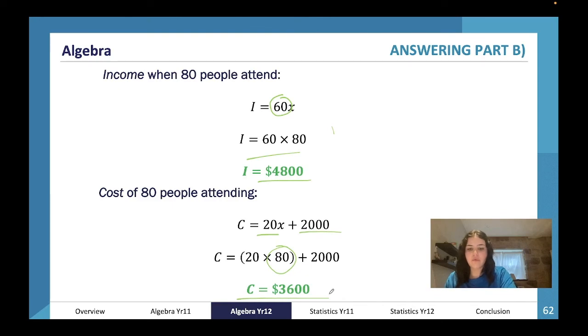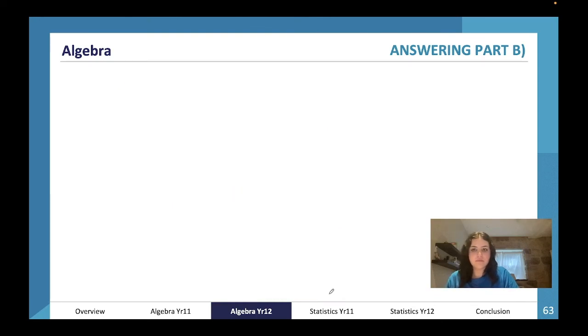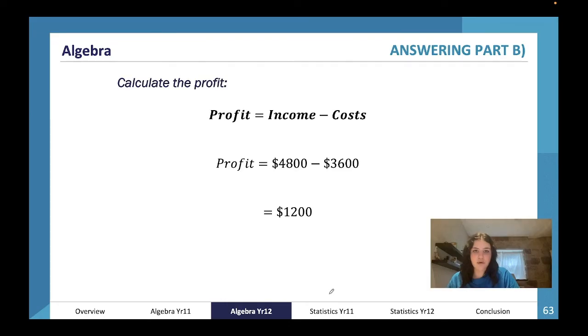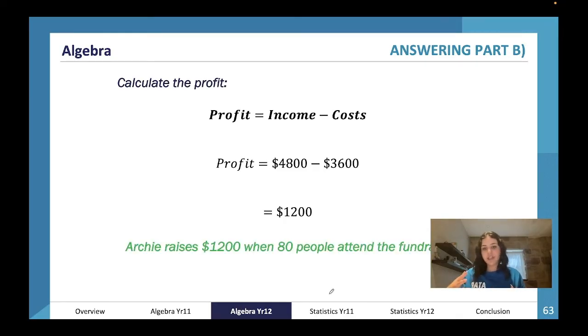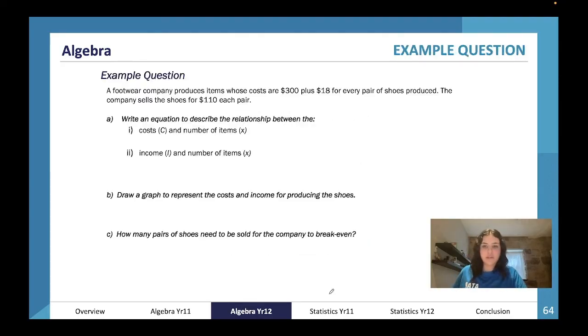Okay, hopefully we're all following so far. So we're going to calculate the profit. Profit equals income minus costs. We subtract 3,600 from 4,800. We get $1,200. So if 80 people attend his fundraiser, Archie will raise $1,200.